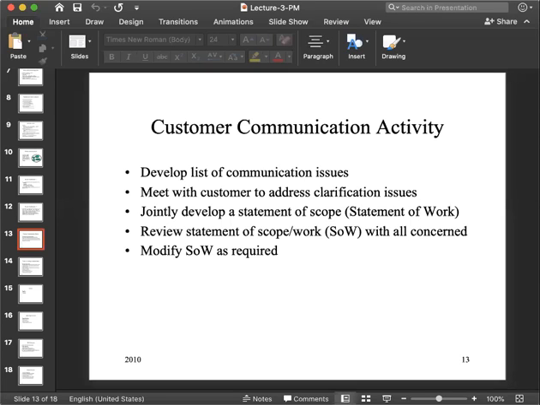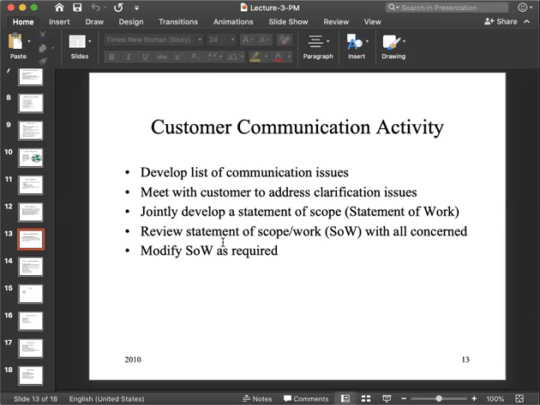Then there is a review of the statement of scope or work, the SOW, with all concerned. Review means, after getting everyone's agreement from the customer side and from the software team, there will be a review. Both will review the document, the statement of work, and agree on it. So this is done. If they do not agree on anything, they have to modify the things. So this is the customer communication activity.